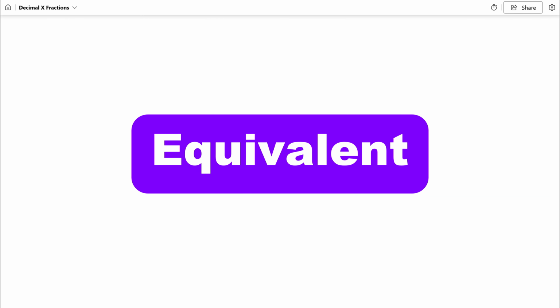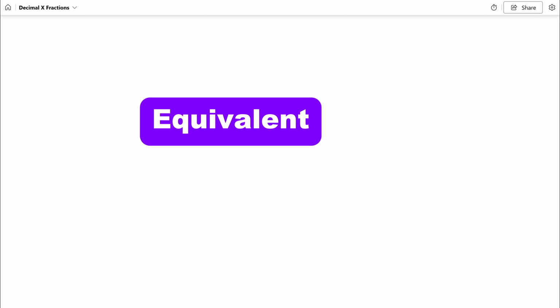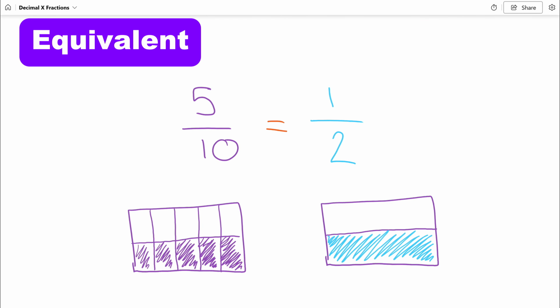So before we start timesing these decimals and fractions, or just even converting decimals to fractions, we need to know what equivalent means. Now, equivalent means that they are equal. They are the same thing, but written in different ways. For example, 5/10 is equal to a half. As you can see down here, there are two identical shapes that I've drawn. One has 10 parts with 5 bits shaded in, and the other one has 2 parts with 1 bit shaded in. But can you see the amount that's shaded in on both sides are exactly the same?